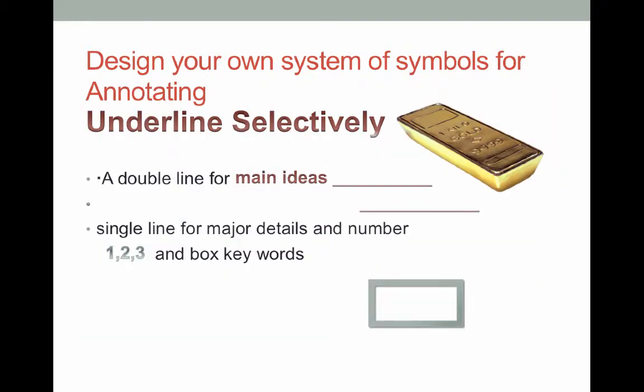So annotation, you want to design your own system of symbols, but key to every system is to underline selectively. A double line for main ideas or a bracket works. A single line for major details, and you might want to number those major details and box the key words. So every system, you're looking for the gold. You're looking for those major details.